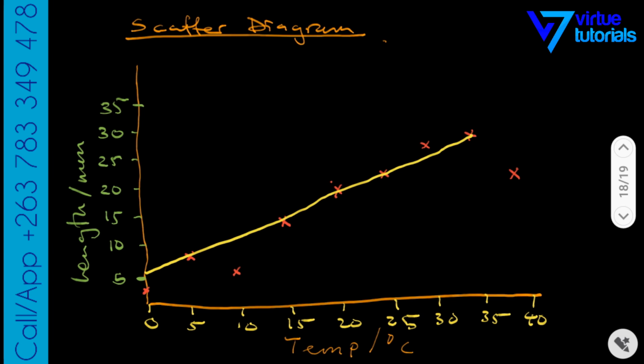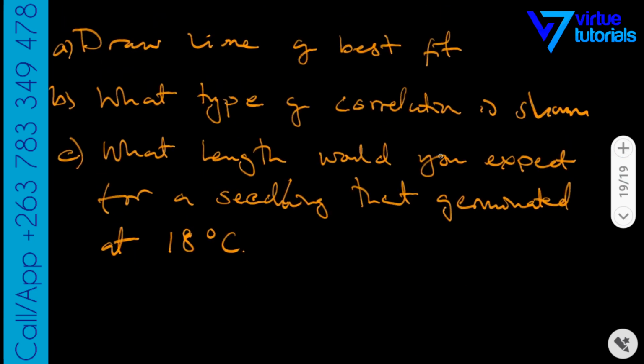As you can see, not all points fell on the line. You've got that point, that point, that point, that point. You've got about 4 anomalies, but most of the points fall on the line. So that line is what we call the line of best fit. The next thing is, what type of correlation is shown here?